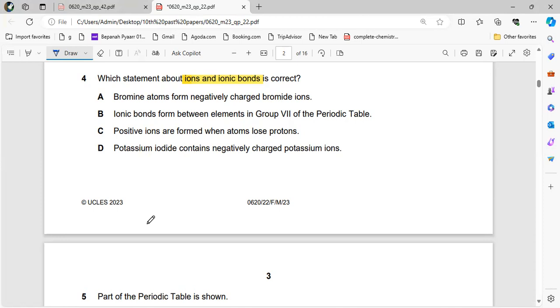Potassium iodide contains negatively charged potassium ions. This is wrong because potassium is a metal and it will have a positive charge. So option A is correct, where bromine atom forms negatively charged bromide ions.